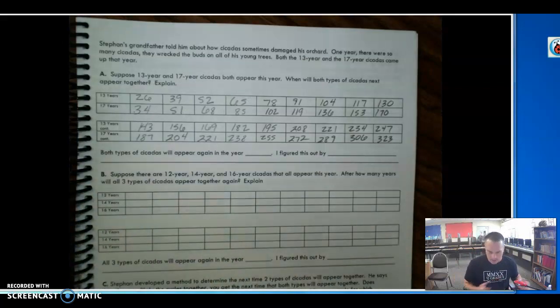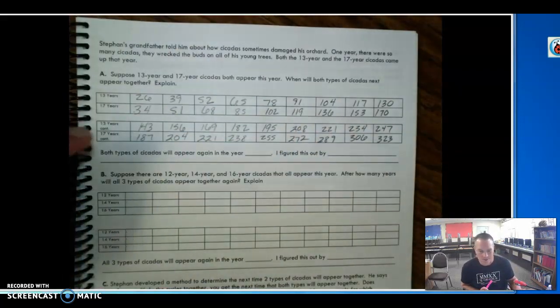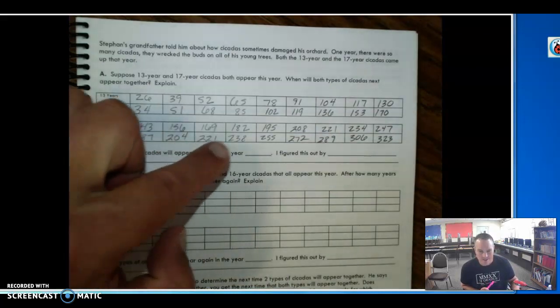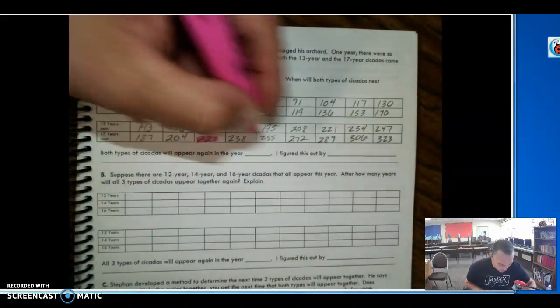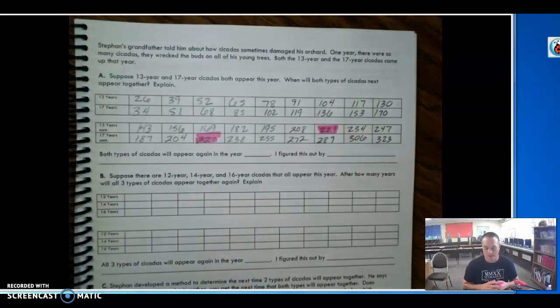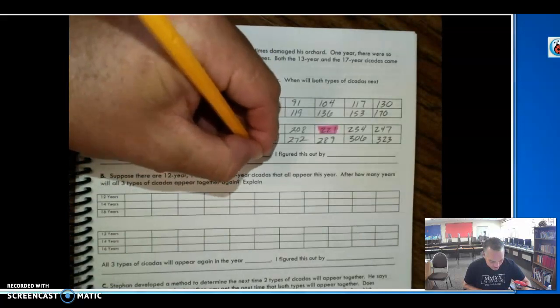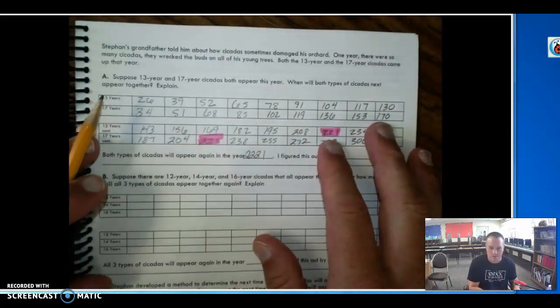Okay, so there I'm done writing all mine, and now I'm going to look for numbers that they have in common. So as I'm going through, I'm looking for 52, 51, 60. It's close, but man, it's not. I don't see anything, and then all of a sudden I see 221. And with 221, that is going to be the lowest common multiple. So the year 2221 is a year that the 13-year and the 17-year cicadas will come out. And you figure this out by listing out all the multiples.